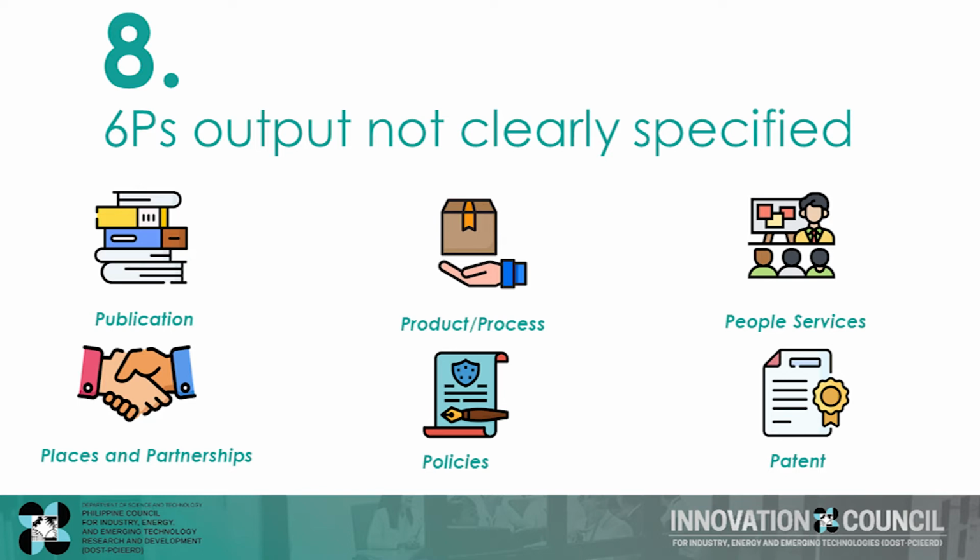Publications are scientific publications in peer-reviewed journals. Product or process are innovations with potential for commercialization or information for public good. People services shows the increase in scientific workforce with the number of graduate students involved in the project. Places are established laboratories and institutions that will likely produce the other P's, and partnerships are the linkages forged from the project.